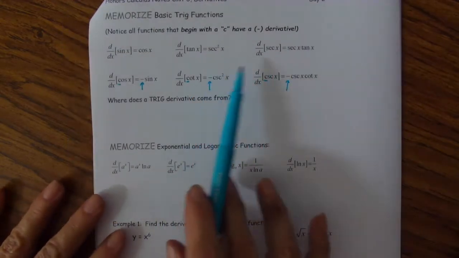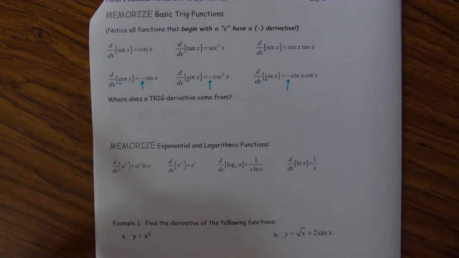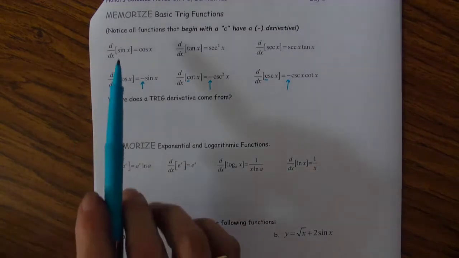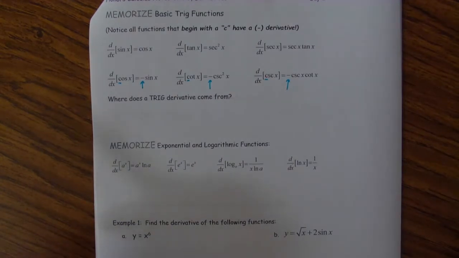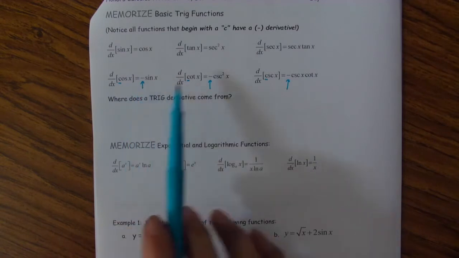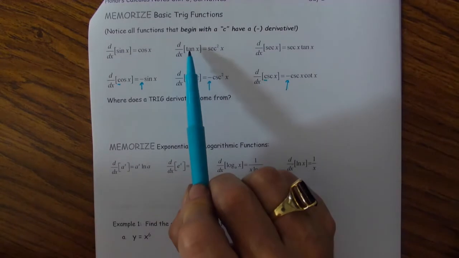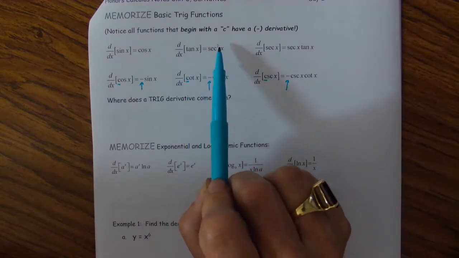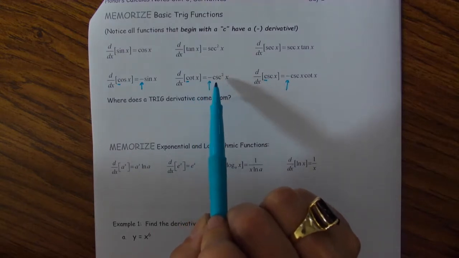I also want you to see I've written them in this order for a specific reason, trying to lessen how much you have to memorize. The derivative of sine is cosine. That's easy. That's, you know, sine and cosine. So the derivative of cosine is negative sine. Now, what about these? Here's the way I look at them. The derivative of tangent is secant squared. So then the derivative of cotangent is cosecant squared.